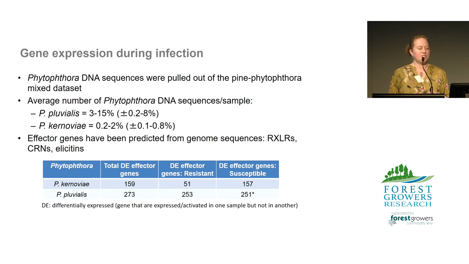Now, effectors are proteins that enable our pathogens to infect their host. So they're the proteins that actually go in and cause the attack. Now, when we look at the genes that encode these proteins, we also see a similar pattern in that the genes that are present in Phytophthora pluvialis are expressed to a greater level than what we see in Phytophthora canoviae. So this gives us a bit of an idea around the differences between infection between those two species.